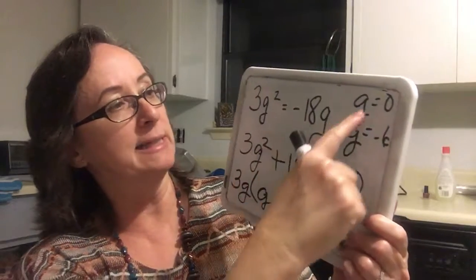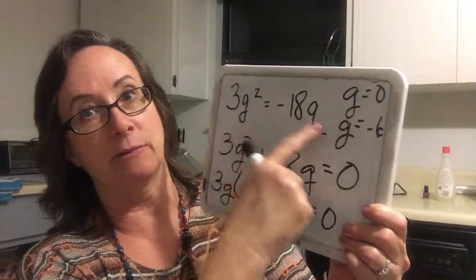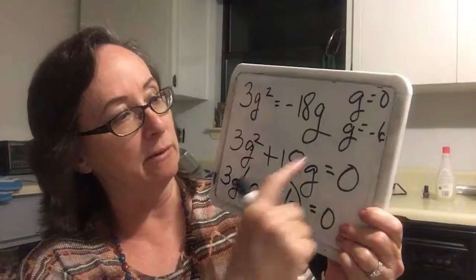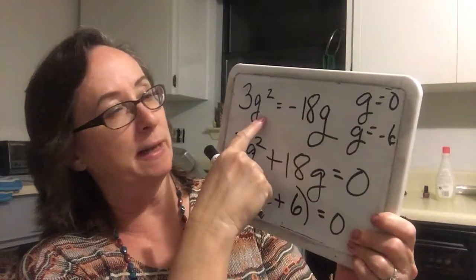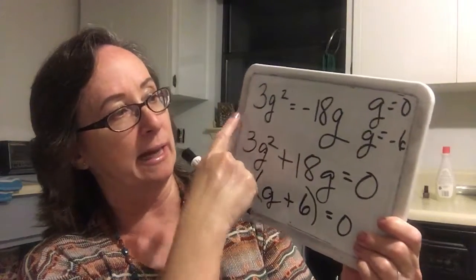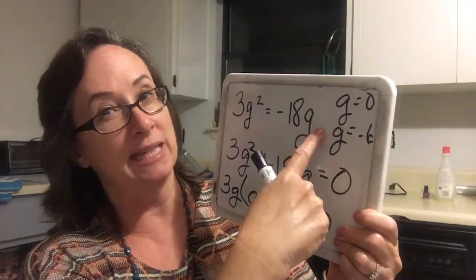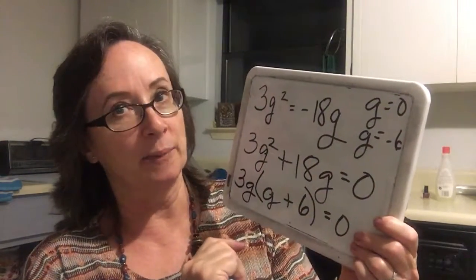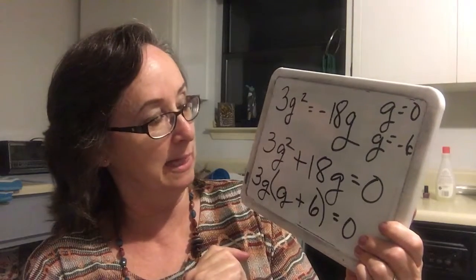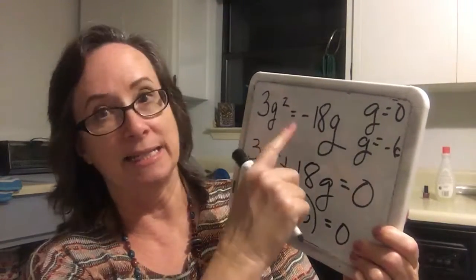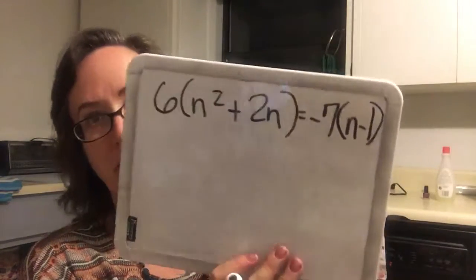Okay, so you can see, of course, where the g is equal to 0 makes both sides go to 0, but the negative 6 makes this 36 times 3, and this makes this one negative 18 times negative 6, and they both wind up equaling the same thing. Sorry about that. All right, so here, what a mess.